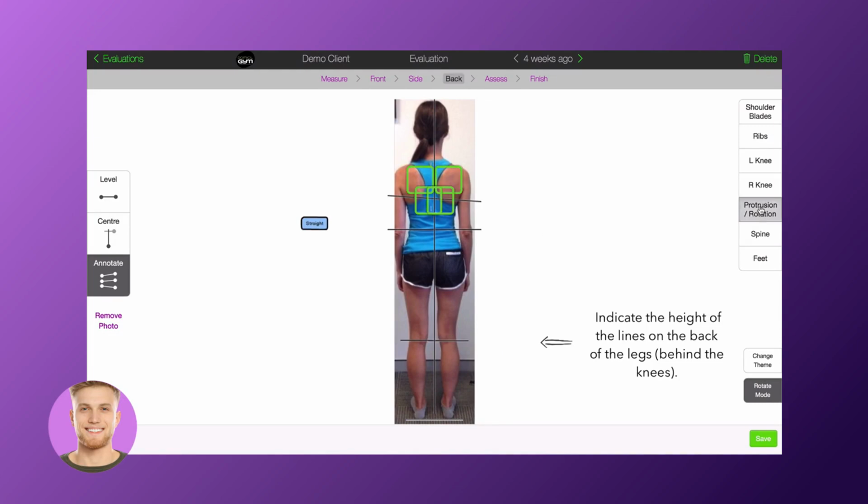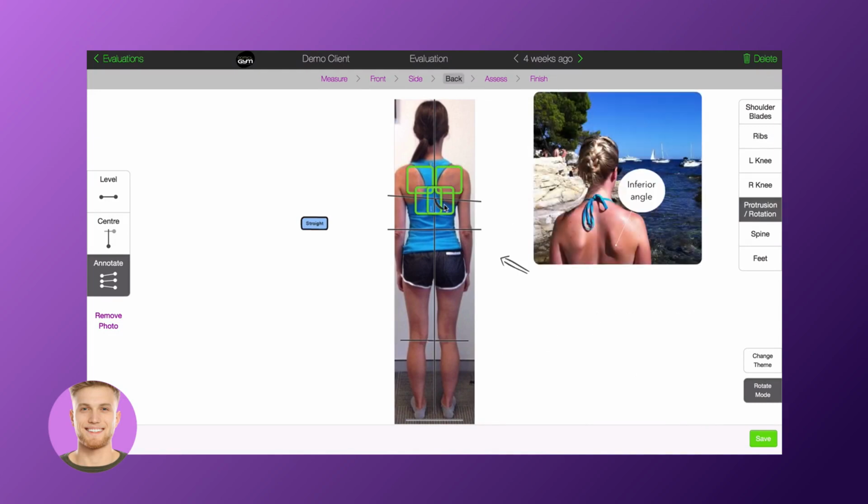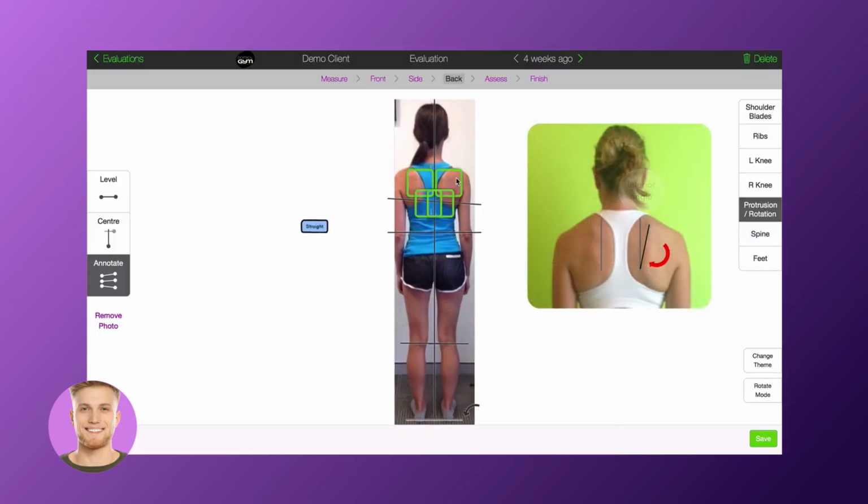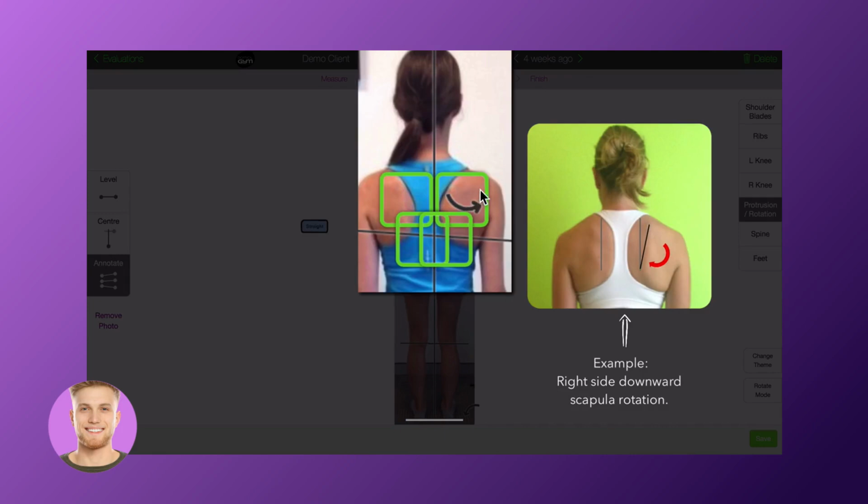Next we are looking for any protrusion or rotation of the inferior angle of the scapula. Is there a complete unsticking of the scapula at the medial or internal border? Do we see a winged scapula? If so, this could indicate a weakness in the serratus anterior muscle, which is often associated with upper trapezius tightness and neck tension. A downward rotation of the scapula can be seen here. This indicates tightness in levator scapula and upper trapezius, with an associated weakness in the serratus anterior muscle and lower trapezius.